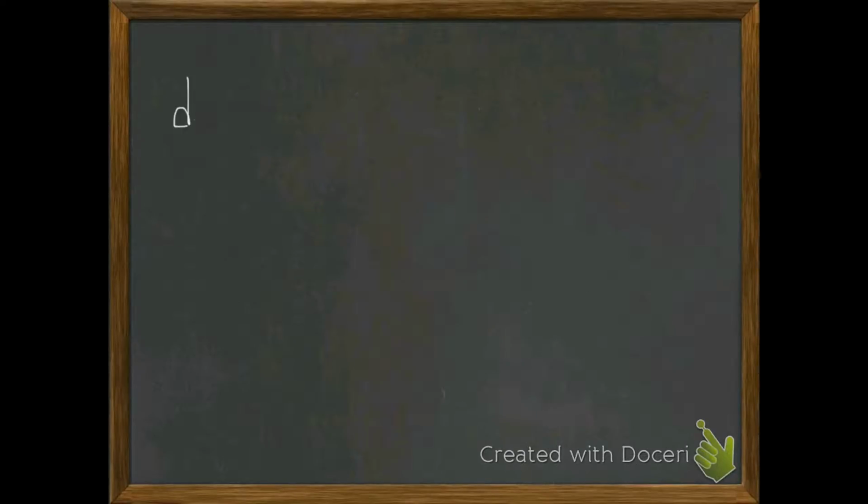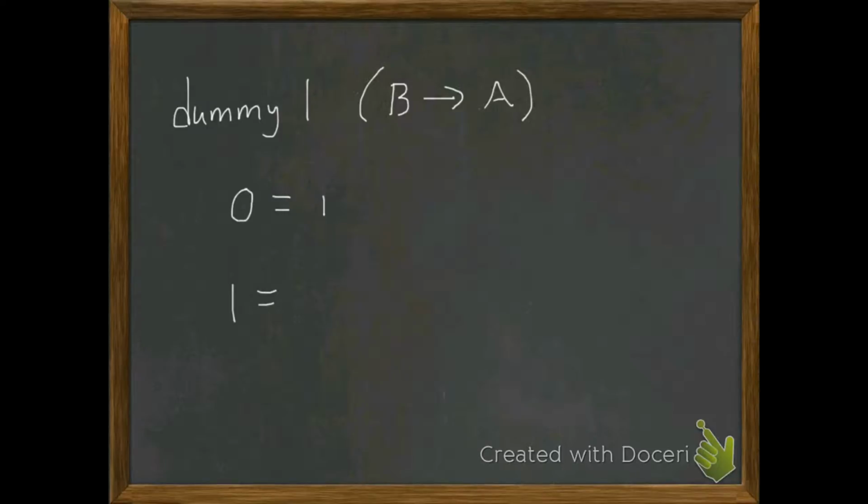Now here's what's going to happen. Dummy 1, again, is going to compare School District B with School District A. And this is going to be comprised of zeros and ones. 0 is going to be not School District B. So if it's School District A, School District C, or School District D, we're going to give it a 0. We're going to give it a 1 if it's School District B.